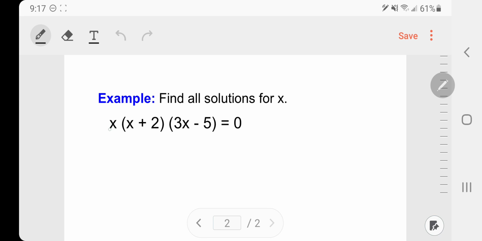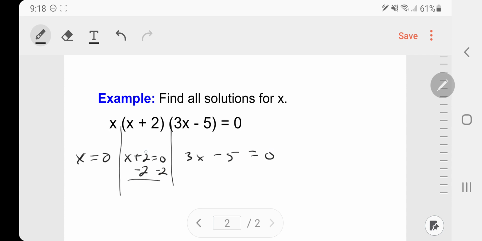Okay, so here we see x times x plus 2 times 3x minus 5. That's three things being multiplied, so we're going to split this. The first one is just x equals 0. There's no equation, so it's just x equals 0. Okay, so the second one we have x plus 2 equals 0, and then the third one we have 3x minus 5 equals 0. So it's three separate equations we're solving.